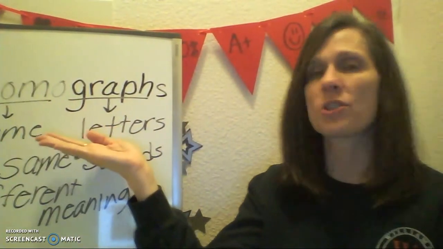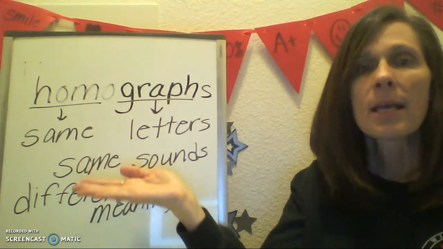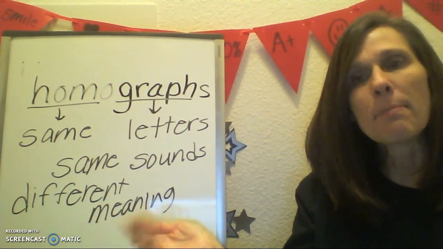Okay, so those are some examples of homographs. So let's go over our definition one more time. A homograph is a word or two words that are written the same way. They have the same letters. They make the same sounds when we say them, but they have a different meaning.